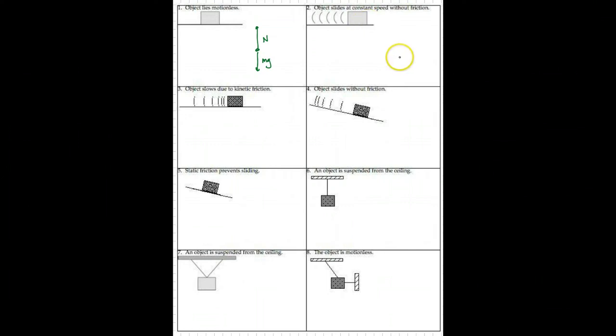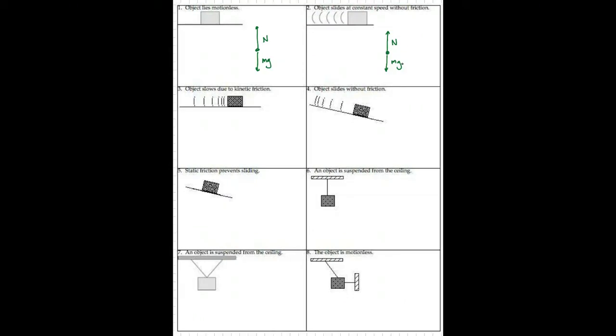Okay, 2, the object slides at constant speed without friction. Again, the only objects it's interacting with are the table and the earth. And because there's no friction force, the only force that the table is exerting is a normal force. So that velocity that's on there is not in the picture. Motion is not depicted in the graph here. Only forces, or in the diagram, only forces.